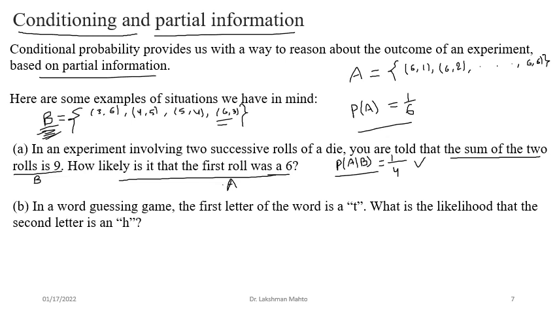Again, the next situation is coming. In a word guessing game, the first letter of the word is T. What is the likelihood that the second letter is an H? The same way, you can say this is your partial information, you name it B, and this is your event A, and here you have to calculate the probability of A given B. You can try it as homework yourself.